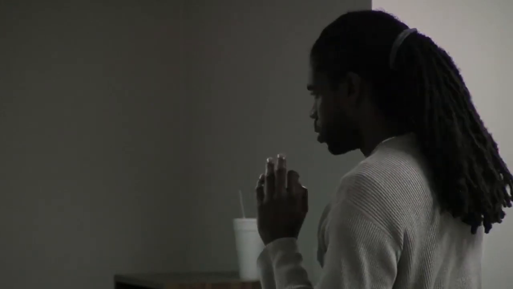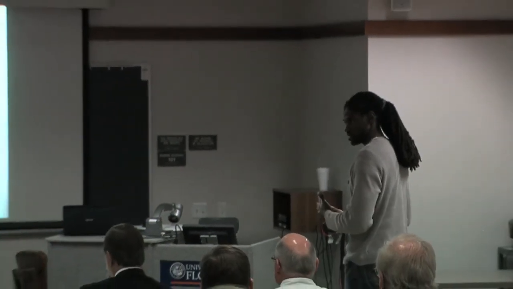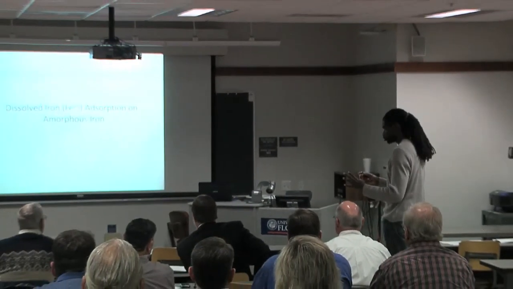Question arises, if iron is in solution, what does it do to the site to enable other contaminants like arsenic and chromate and phosphate to be removed from solution? This question in mind. So dissolved iron adsorption on amorphous iron. This is what we're after. We want to understand how does iron interact with the solid phase and the potential for mobilizing arsenic or any contaminant from solution.